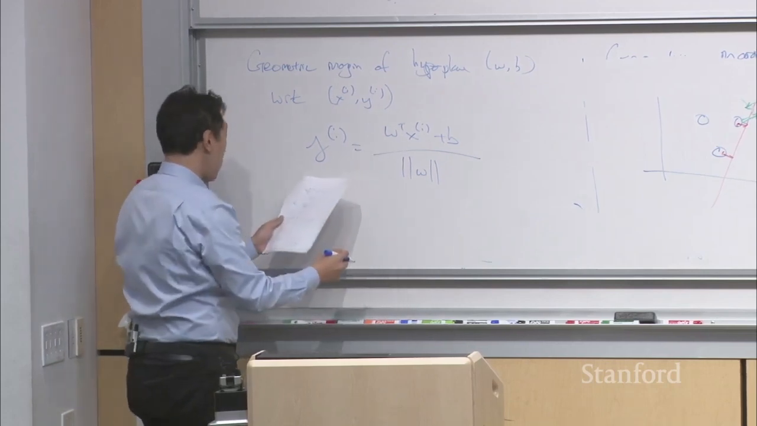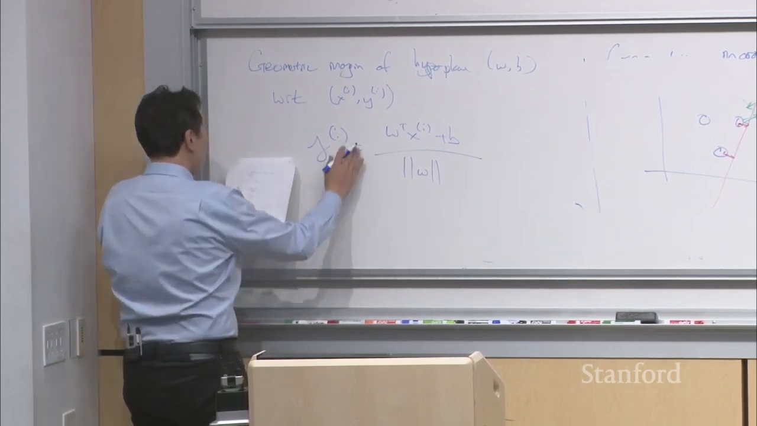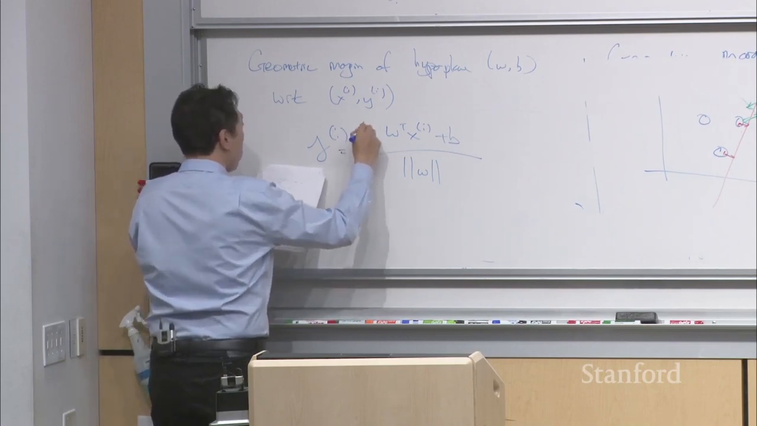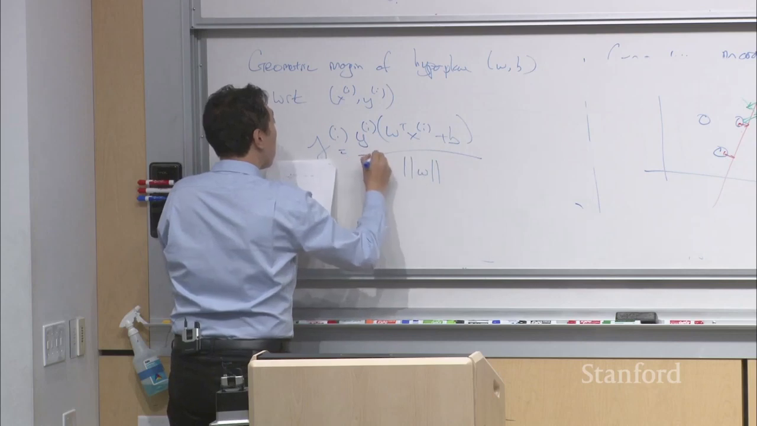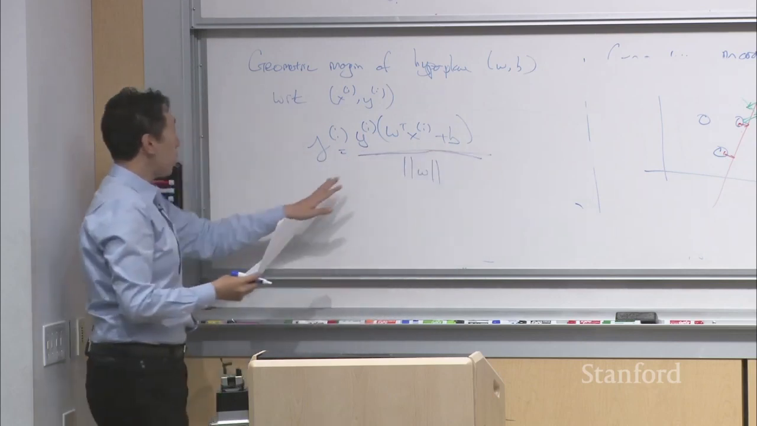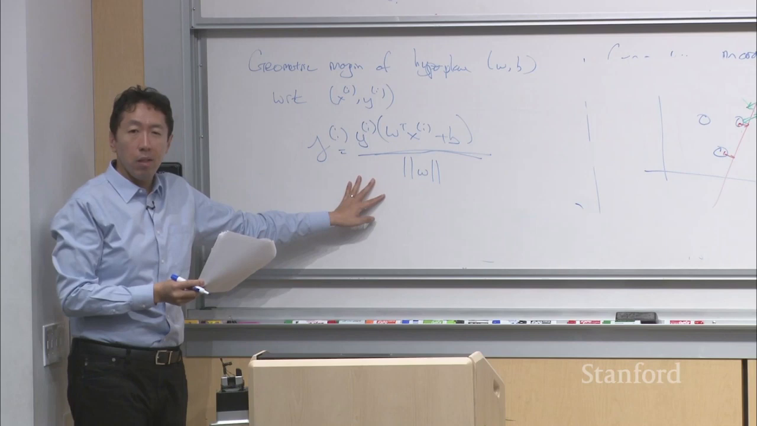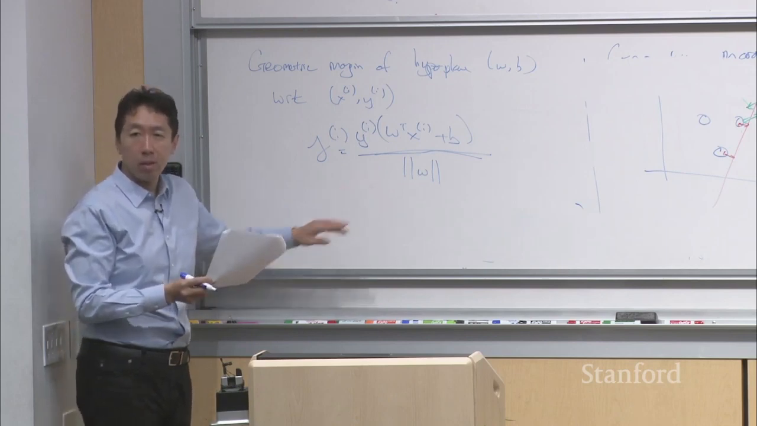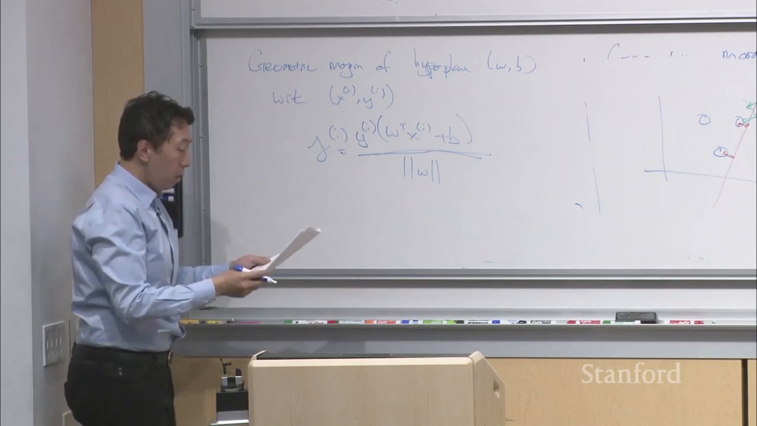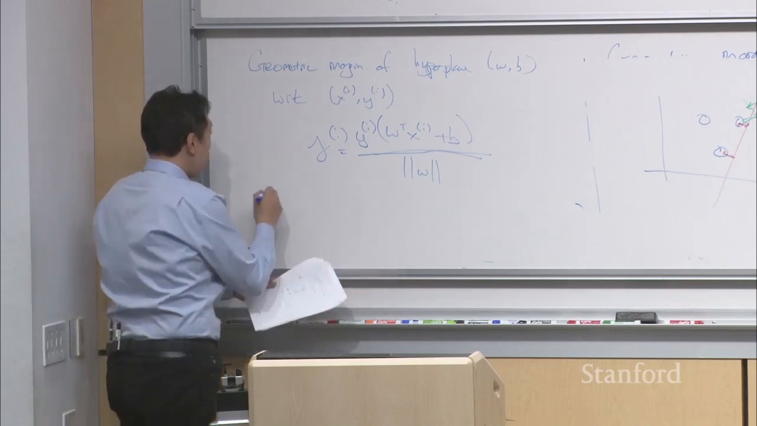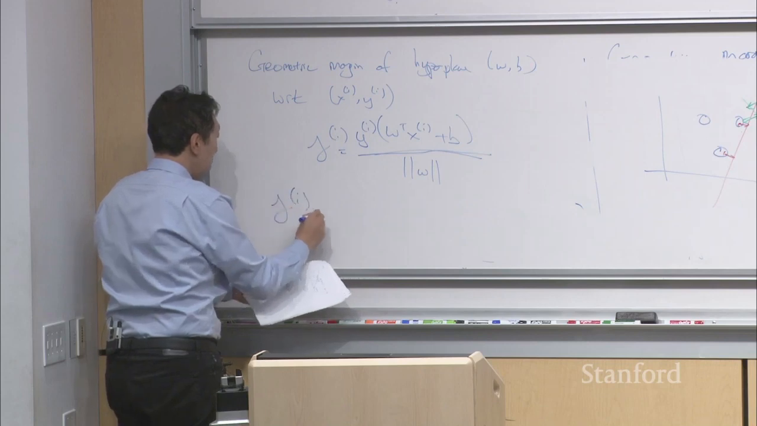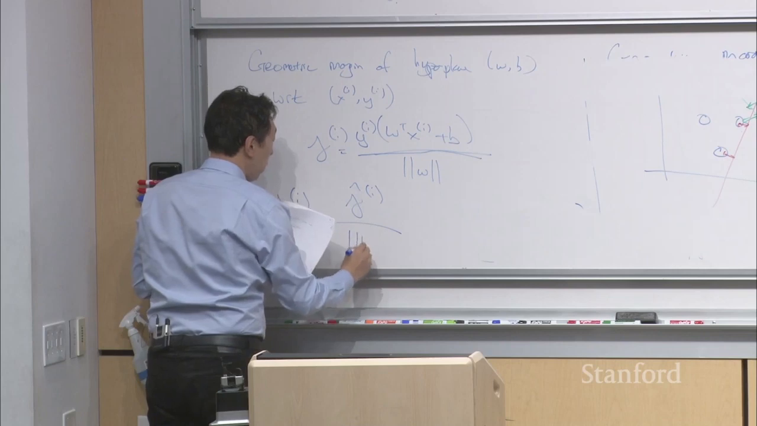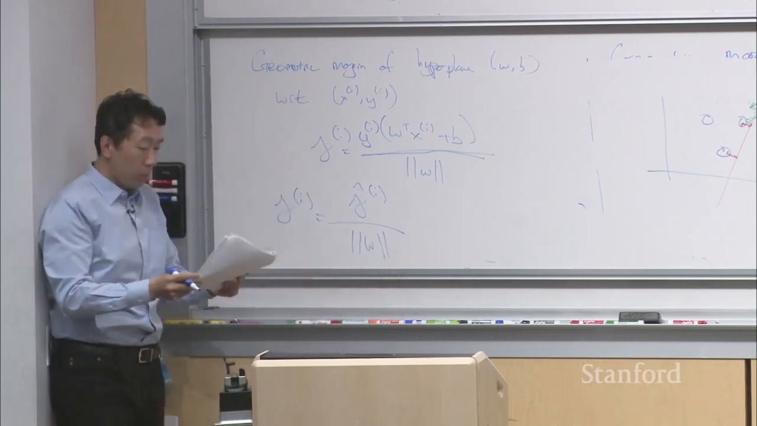And this is for the positive example, I guess. More generally, I'm going to define the geometric margin to be equal to this, and this definition applies to positive examples and to negative examples. And so the relationship between the geometric margin and the functional margin is that the geometric margin is equal to the functional margin divided by the norm of W.